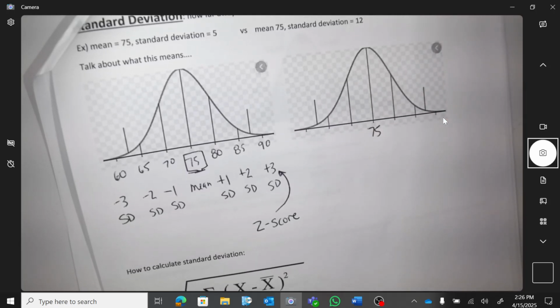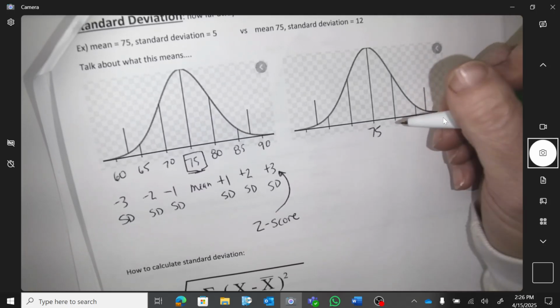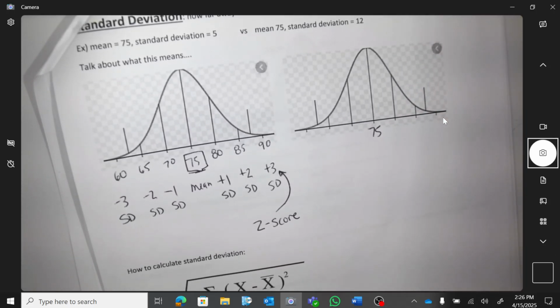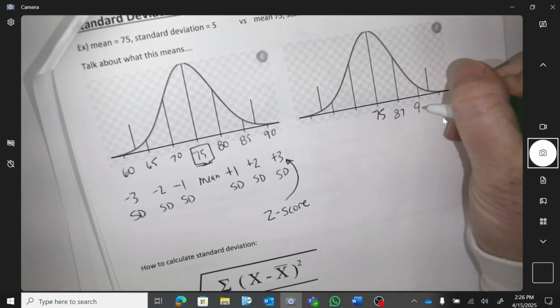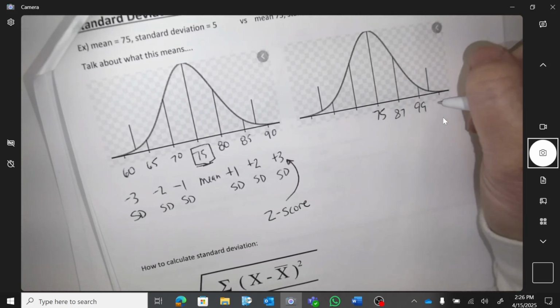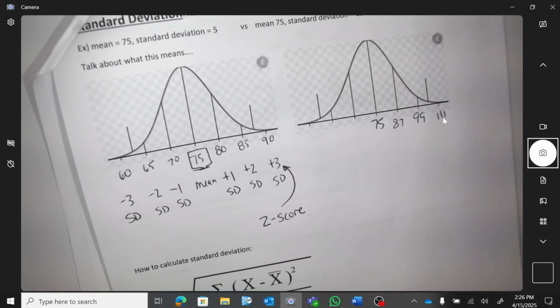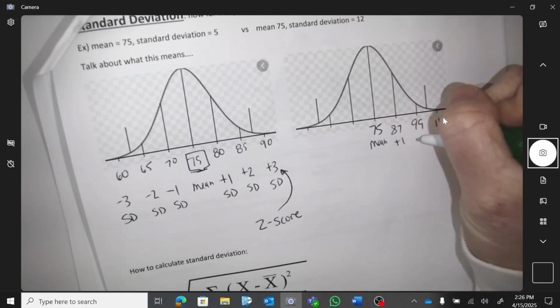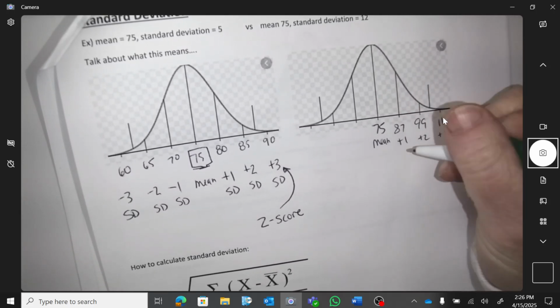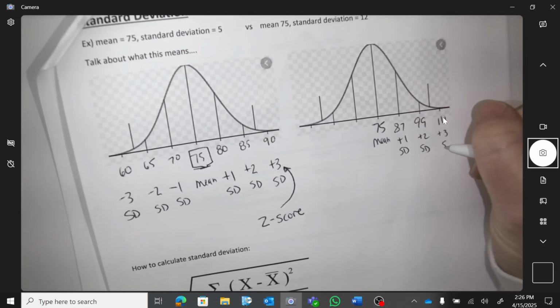Let's try another one. This time the mean was of my test. Well, I can't do test because I'm probably going to go over 100 here. Your bowling scores from your party. So the average bowling score was 75. Can you do some add 12s? 87, add 12, 99, add 12, 111. You don't have to write this, but I'm just showing you what I'm doing.